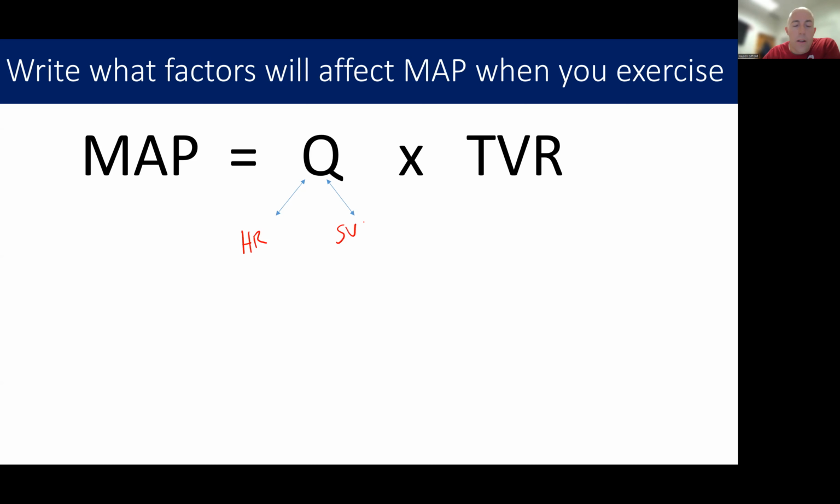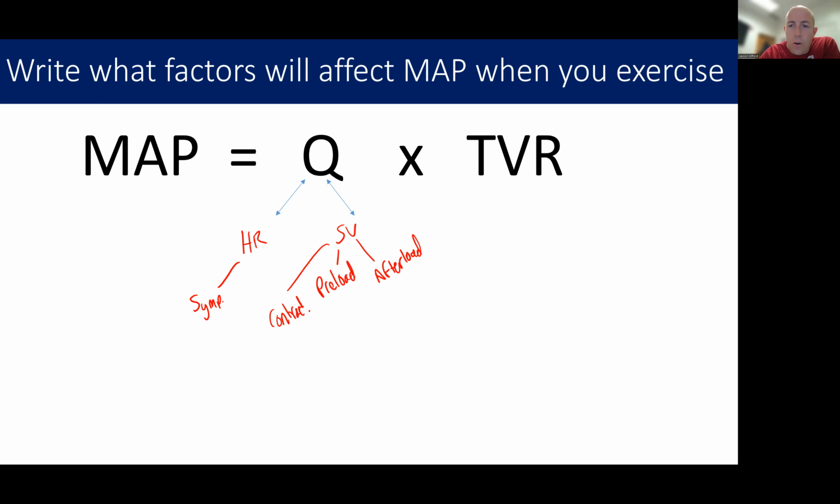What factors influence heart rate? Well, sympathetic activity will influence that. What about stroke volume? You have things like preload, afterload, contractility. All these things will influence stroke volume.